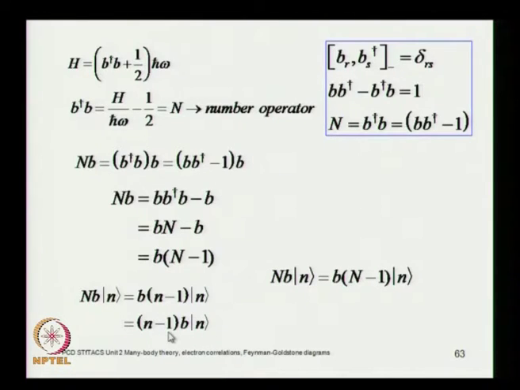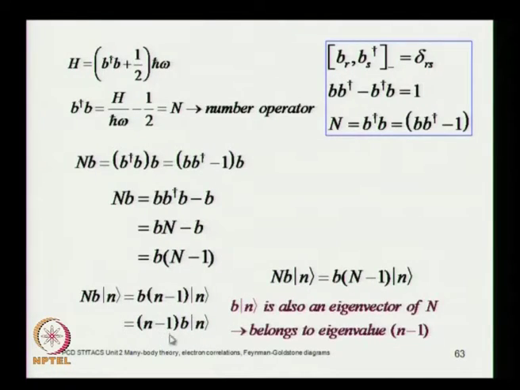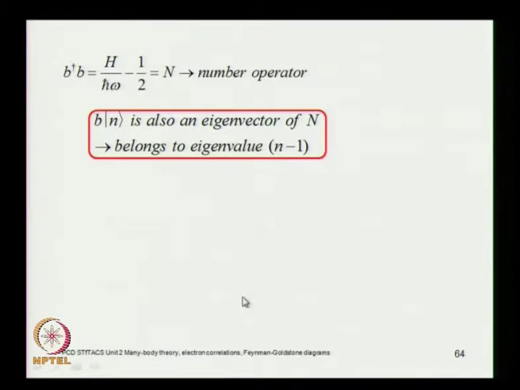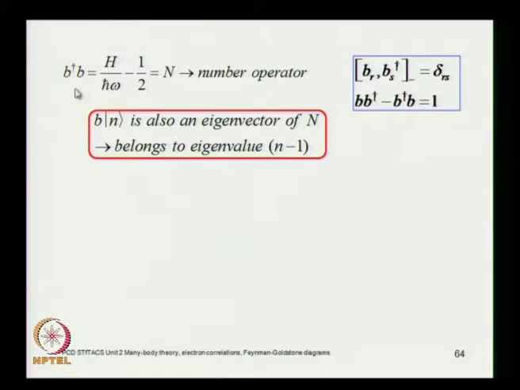Now, if you look at this last result, you immediately recognize that the vector in the occupation number space you get from the result of the destruction operator b operating on n is also an eigenvector of the number operator. Okay. Essentially you have got an eigenvalue equation. So, the destruction operator gives you an eigenvalue equation and the eigenvalue is n minus 1. Okay.